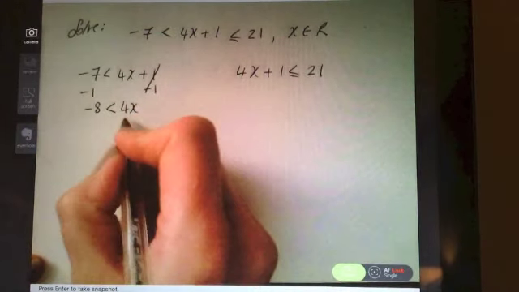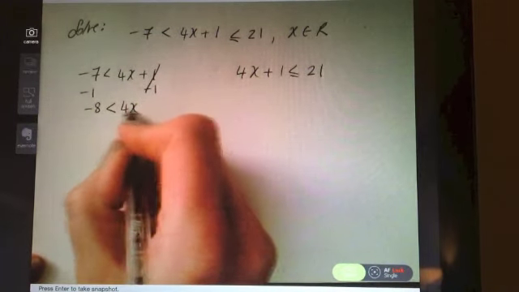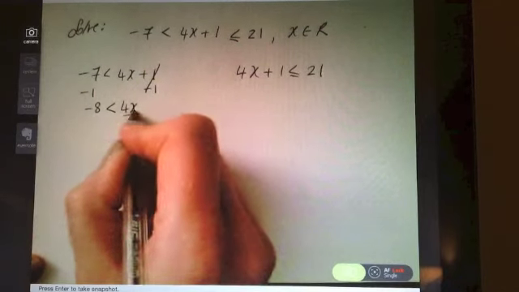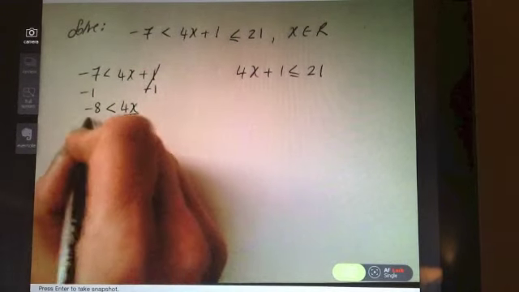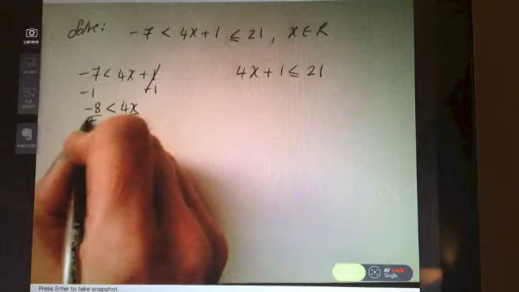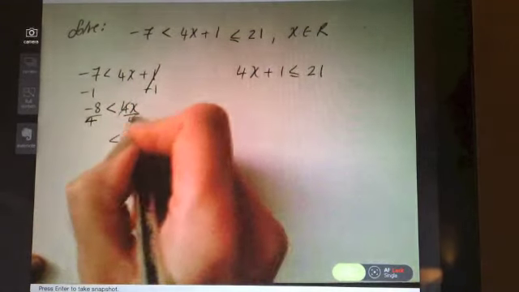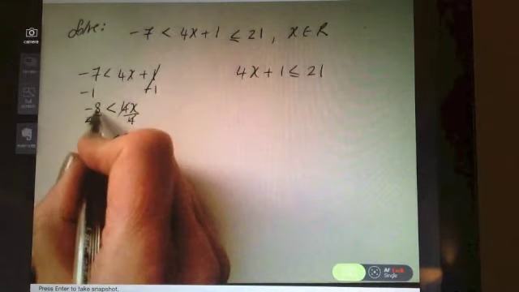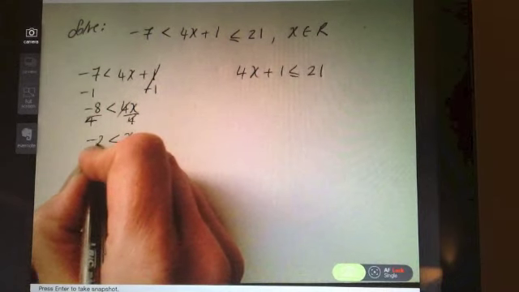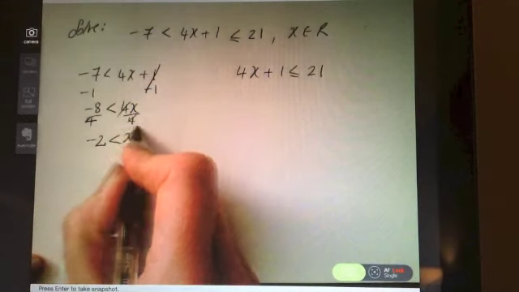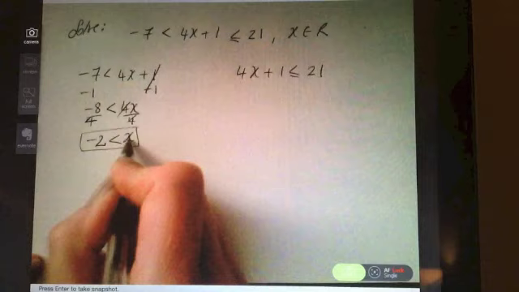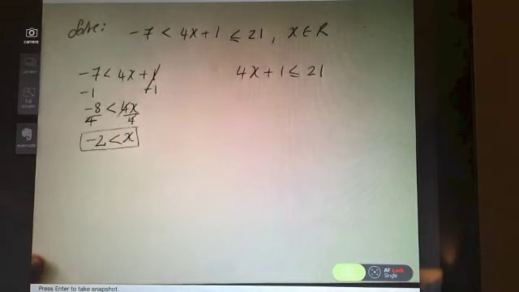And now to get the x on its own, divide by 4 to get rid of that 4 that's attached, in other words multiplied. If I divide that side by 4, I've got to divide that side by 4. And so that leaves me with 1x, and minus 8 divided by 4 is minus 2. So that's the first part of my answer. X is greater than minus 2.